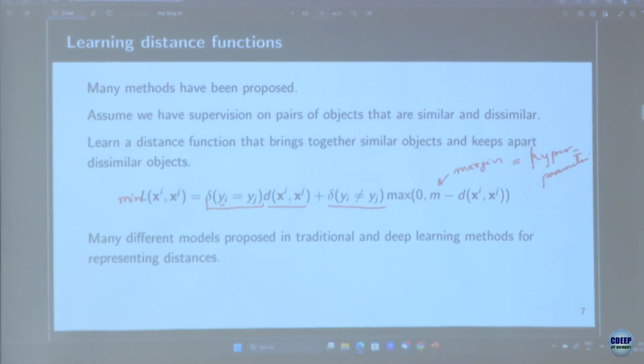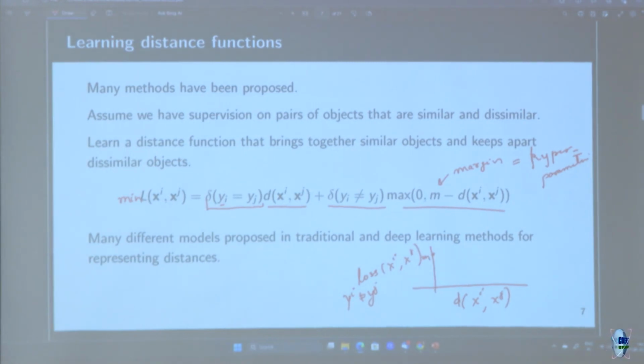So you are saying that for similar objects you want to minimize their distance, and for far away objects the loss, so if you think about this loss, this is the loss we are talking about, loss between xi comma xj, where yi is not equal to yj. Now distance is of course always greater than or equal to 0, so we will just plot the distance here. What will this loss look like? When the distance is 0, what is the loss? M. So when the distance is 0, the loss is m.